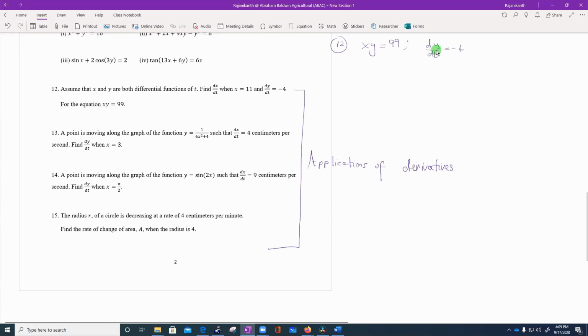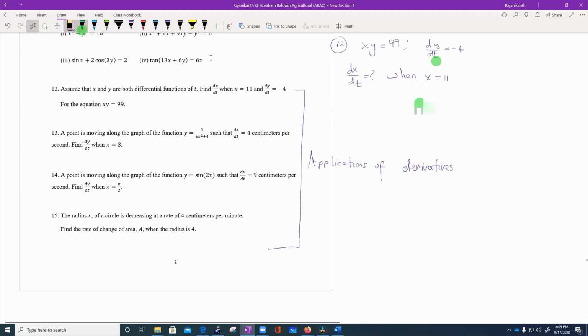If this is the case, the question is, could you find dx over dt? You need to figure it out when x is 11. So this is the question, right? So what is our task? Our task is to find the derivative of x with respect to t.